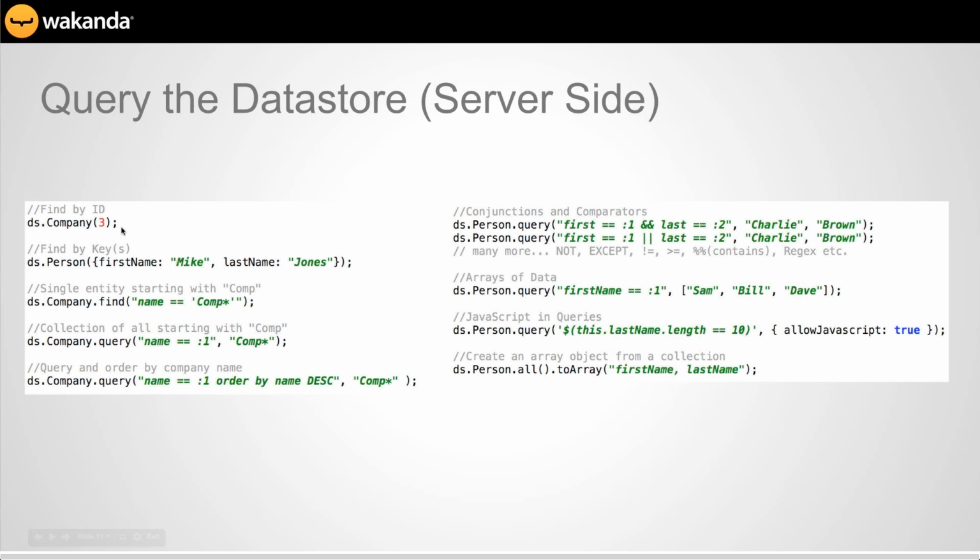So we can do a quick find by ID, just pass in the ID. We can do find by key. So this would find a person who has both the first name Mike and last name Jones. It would find all of those people.